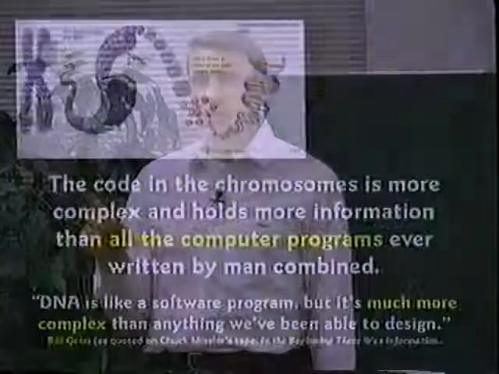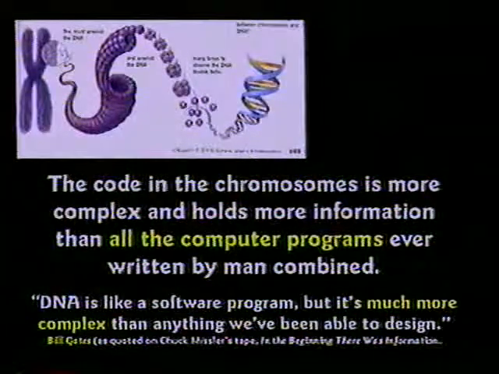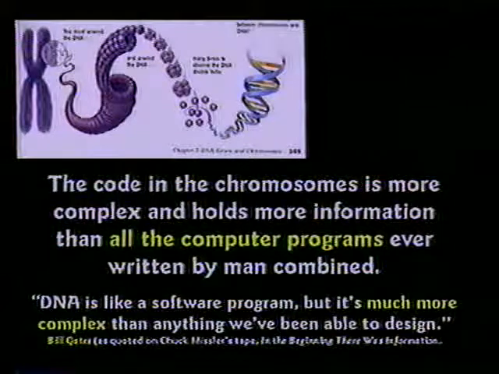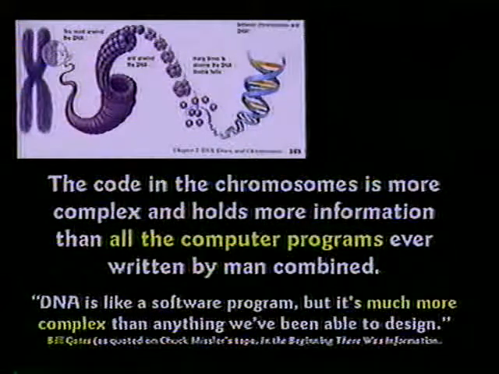And that's a very interesting study. You get into that in biology class, studying what can happen when you cross different genes together. But the genetic structure is incredibly complicated. They say that the code in the chromosomes is more complex and holds more information than all the computer programs ever written in the history of humanity combined. Incredibly complicated. Bill Gates, founder of Microsoft, said DNA is like a software program, but it's much more complex than anything we've been able to design.